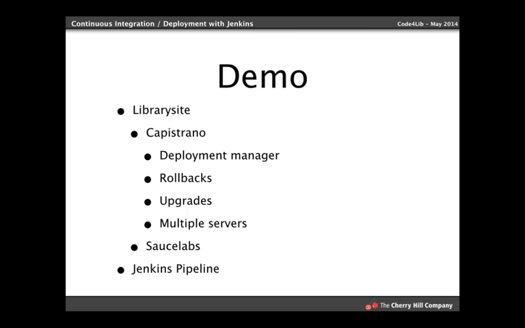So for my demo, I'm going to be showing the library site that we have at Cherry Hill. And like I said, for most of the stuff that we have, we use Capistrano for deployments because it helps us do rollbacks or upgrades. It handles multiple servers, all of that kind of stuff fairly well.